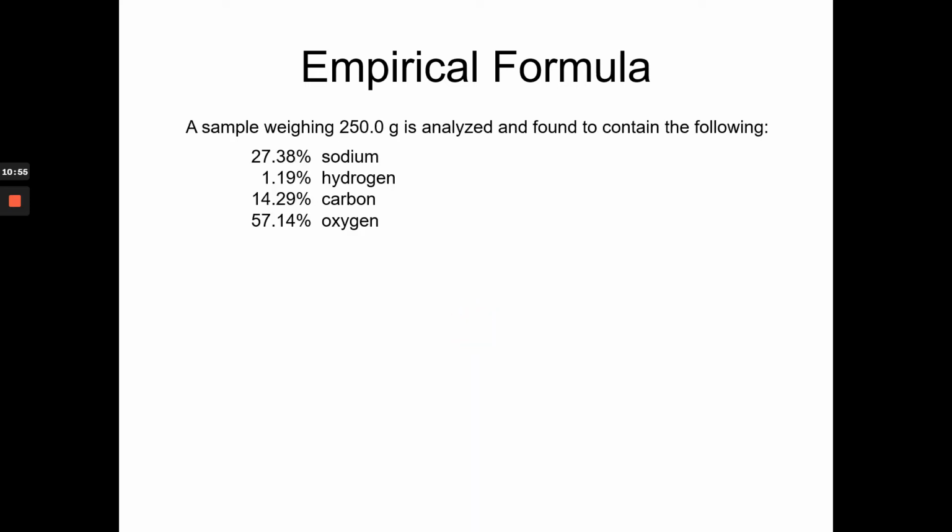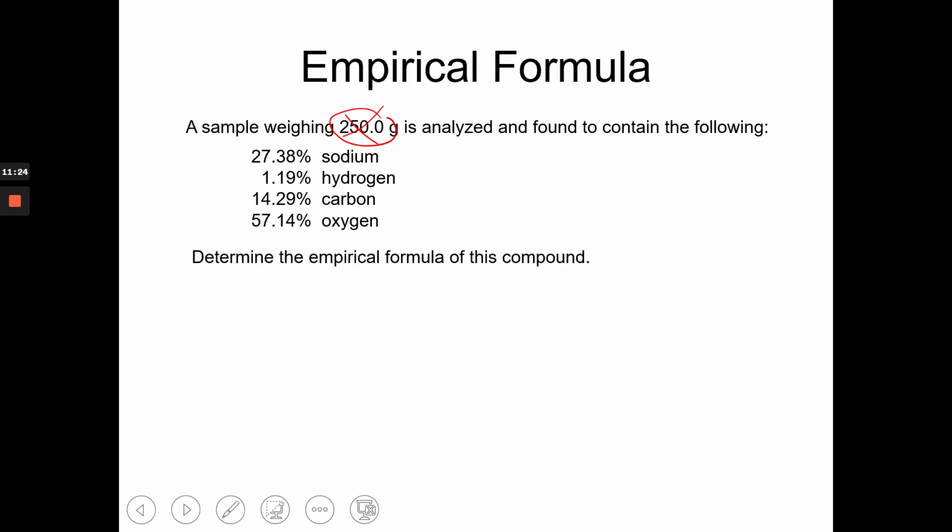Let's try another one. A sample weighs 250 grams and is analyzed and found to contain the following elements in these percentages. And our job is to find the empirical formula. Well, first off, this 250 grams, we don't need that information at all. All we need to know is the percentages. Once we know the percentages, it's going to be easier to assume a 100-gram sample and just convert those percentages to grams. So that's what we're going to do.